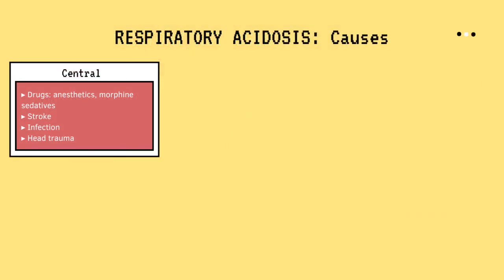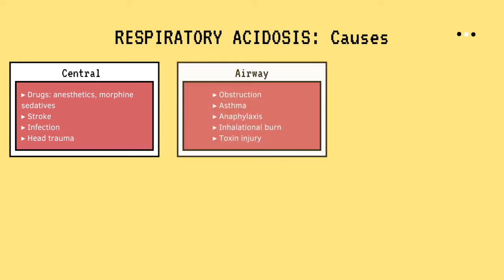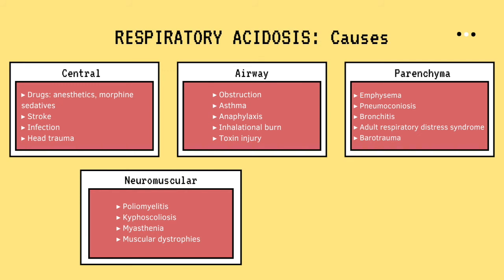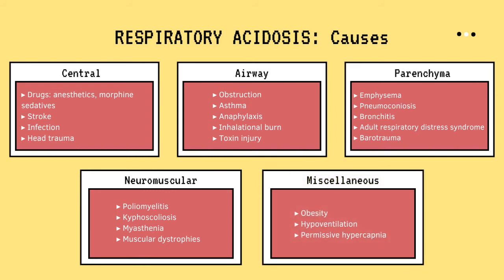Central causes such as respiratory center depression may occur with general anesthetics, sedatives, stroke, infection, and head trauma. Occlusion of the airway with obstruction, asthma, anaphylaxis, inhalational burn, or toxin injury can result in acute hypercapnia. Improper mechanical ventilation settings may result in respiratory acidosis, specifically in cases where carbon dioxide production suddenly rises. Neuromuscular abnormalities result in respiratory muscle fatigue, leading to hypoventilation. Lastly, other causes include permissive hypercapnia, which minimizes intrinsic positive end-expiratory pressure.